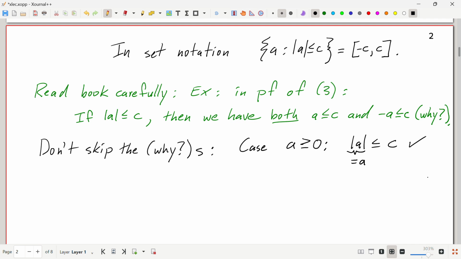And the other one would be minus A. Well, if A is positive, then this would be less than or equal to 0. And of course, 0 is less than or equal to C. So check. In that case, we have both of them.